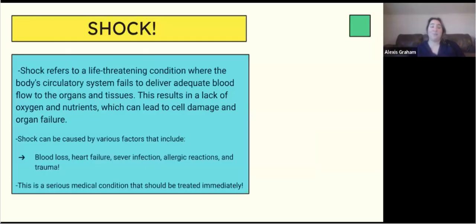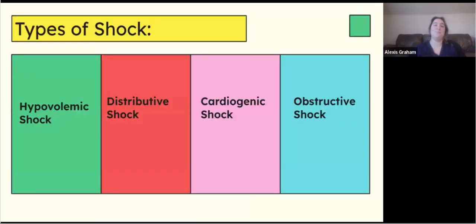So what is shock? Shock refers to a life-threatening condition where the body's circulatory system fails to deliver adequate blood flow to the organs and tissues. This results in a lack of oxygen and nutrients, which can lead to cell damage and organ failure. Shock can be caused by a various amount of factors, such as blood loss, heart failure, severe infection, allergic reaction, and trauma. Shock is a serious condition and should be treated immediately.